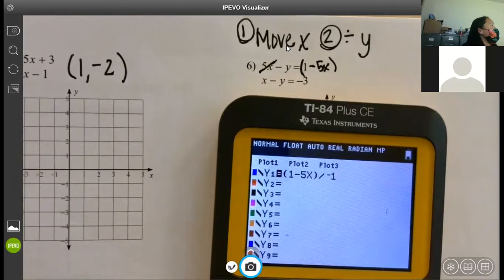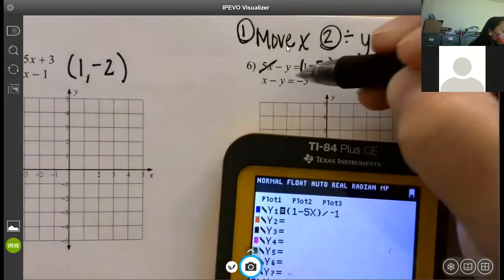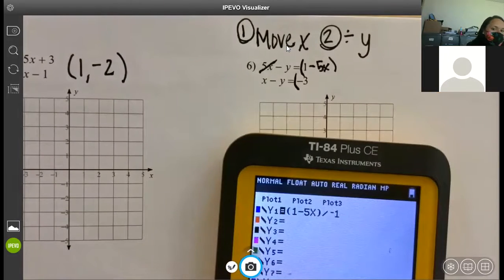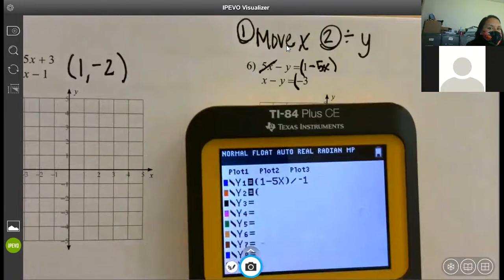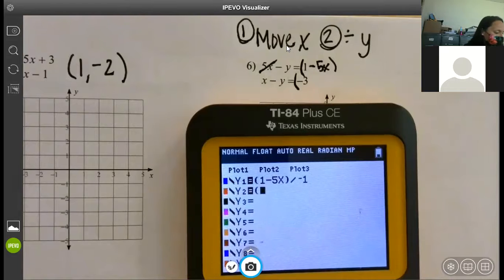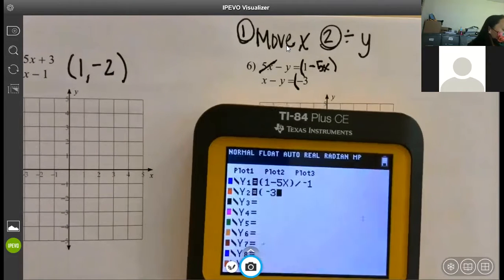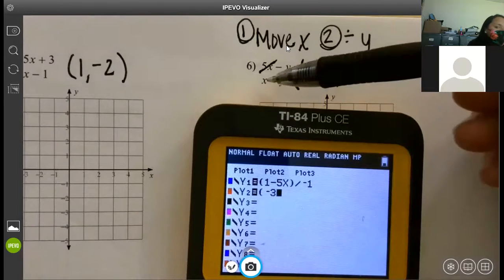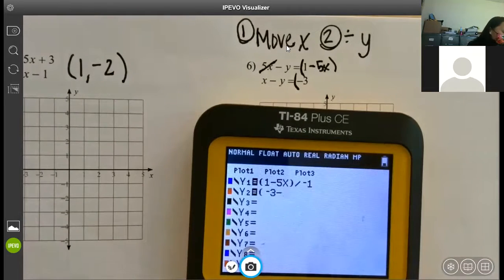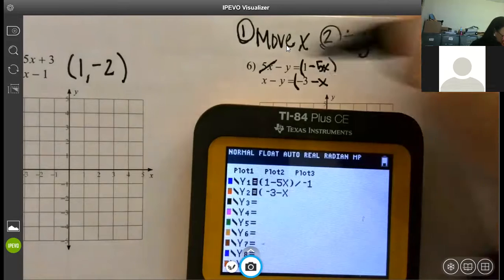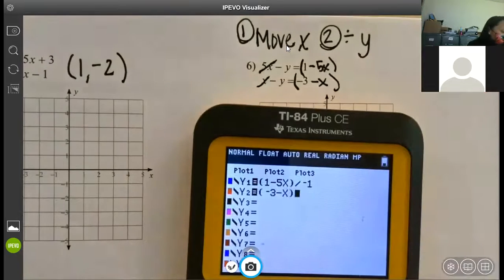We're going to keep doing this, so don't stress out if you're not sure what it is. Do the same thing. Throw a parenthesis. What's my number in the back? Negative 3. Watch those signs. My first step is to move x. How do I move this x? Minus. I got a minus x. Took care of that. Close your parenthesis.